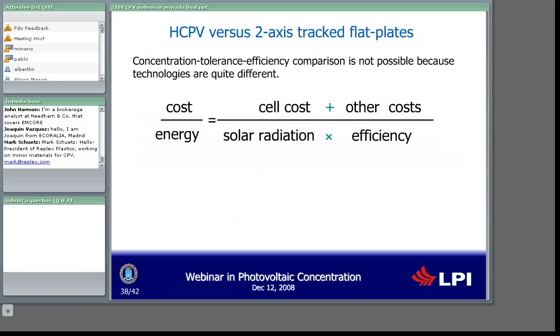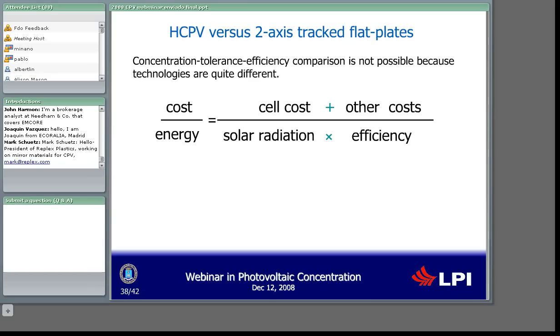We should go back to the equation of the cost of the energy to start discussing the differences between both systems. It's likely that the two-axis tracked flat plates are the direct competitor of HCPV, especially in the short term, because both are using trackers. But let's analyze item by item the similarities and differences.